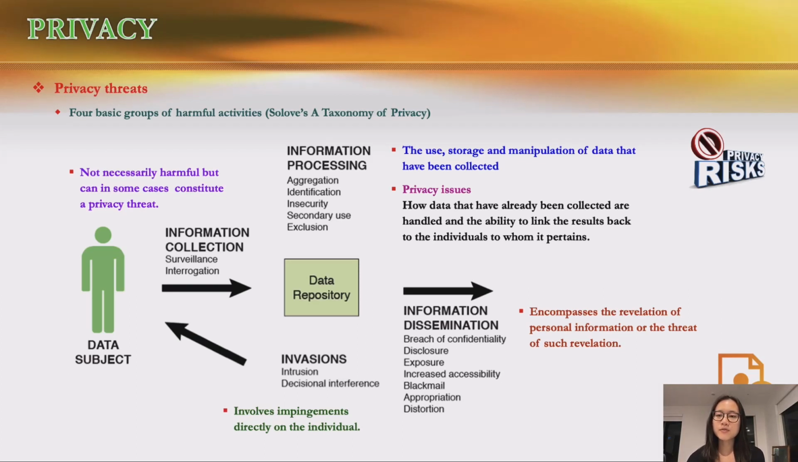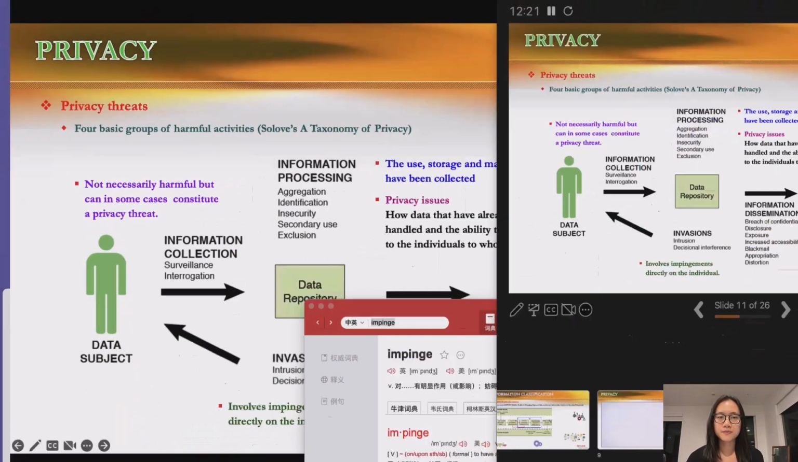The area of information dissemination encompasses the revelation of personal information. Potential sources of privacy threats in this area include breach of confidentiality, disclosure, exposure, increased accessibility, and so on. The fourth area of privacy threats is invasion, and it involves impingements directly on the individual's identifiable information.